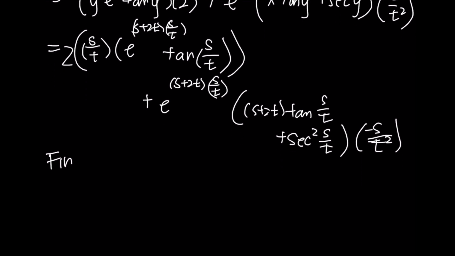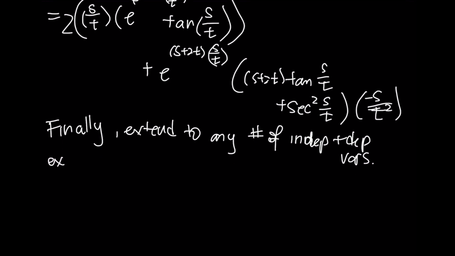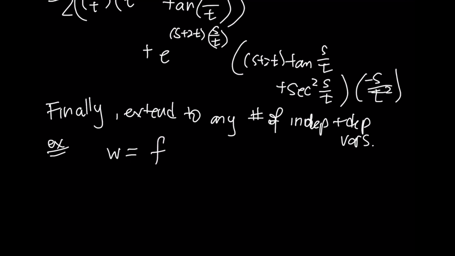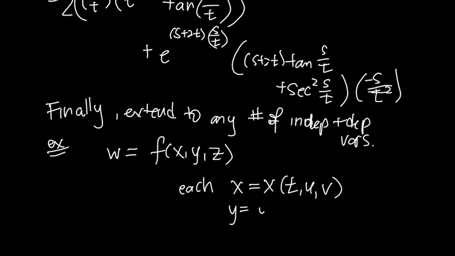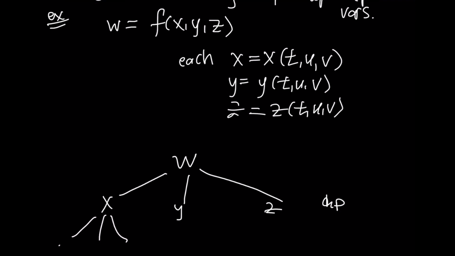Now, finally, this chain rule can be extended to any number of independent and dependent variables. If you thought it was messy before, it can get really messy in general. So if I have a function that's a function of 3 dependent variables, and each of these dependent variables is a function of 3 independent variables, holy moly, we've got a lot of mess coming up here. I'm not going to give you a specific function, but what I will do is talk about the tree diagram. So we talk about the dependent variables first. We have an x, a y, and a z.